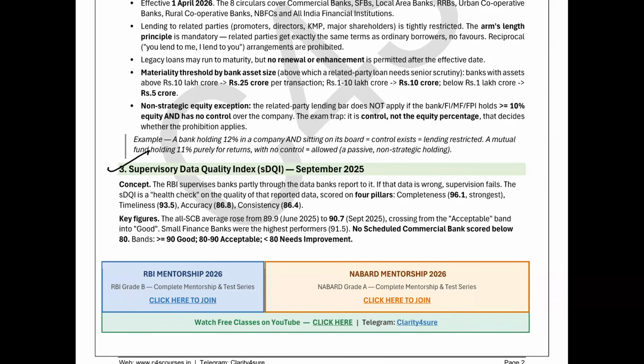ये क्या बताता है SDQI, आपने पढ़ा होगा बहुत बार. I hope everyone has read it multiple times. Can anyone tell me? Right? This was in the news multiple times. Chalo, if you are not getting, let me tell you.